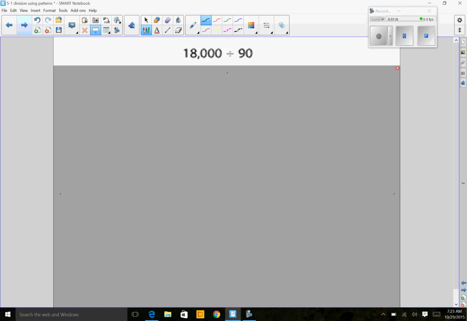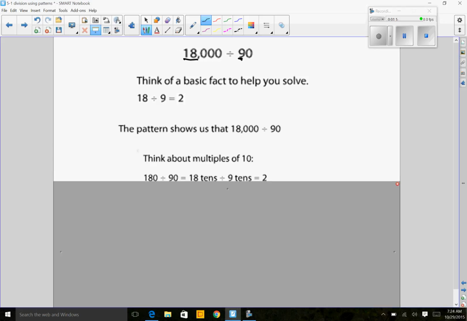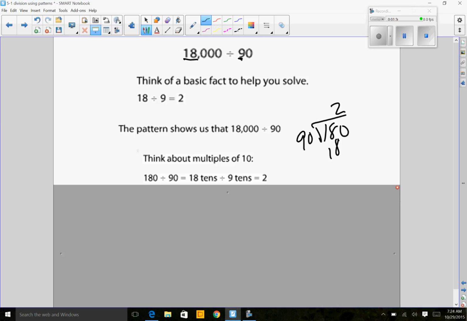So I'm going to show you some patterns with 18,000 divided by 9. So we're going to think of our basic fact as being 18 divided by 9. And 18 divided by 9 is 2, right? So if we think of the patterns, we know 180 divided by 90 would be the same as 18 tens divided by 9 tens, and that would equal 2. So 180 divided by 90 would be 2, if you want to do it out. Okay.